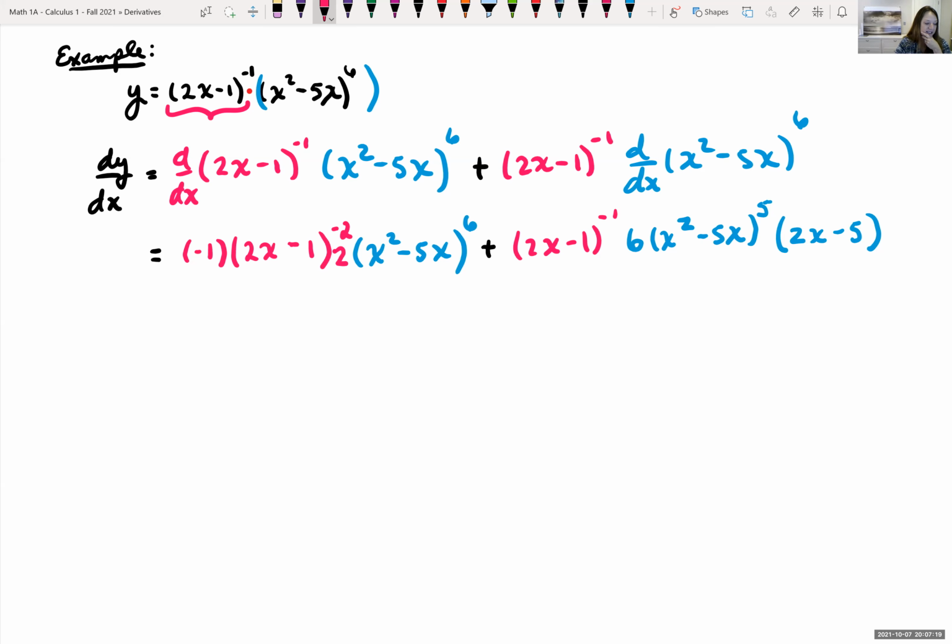So we're not done, and we can clean this up a lot. You're going to have some problems on your homework where you need to notice that we can factor some stuff out here. First, let's look at this x squared minus 5x raised to the 6th power, and I have an x squared minus 5x raised to the 5th power. So we have 5 of those in common. We're going to pull out 5 of them, x squared minus 5x to the 5th.